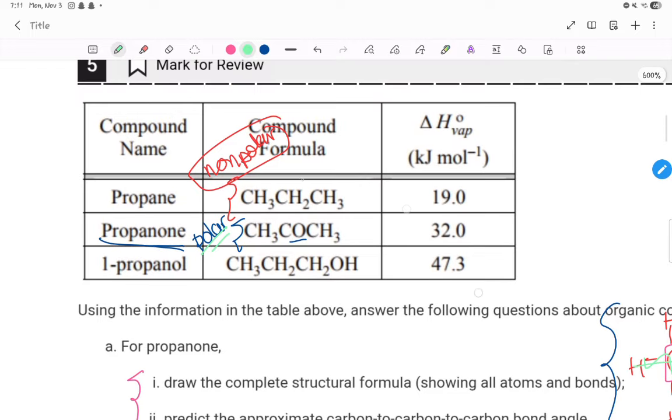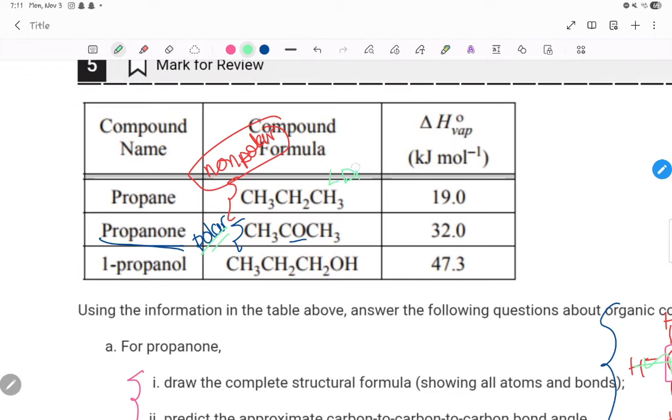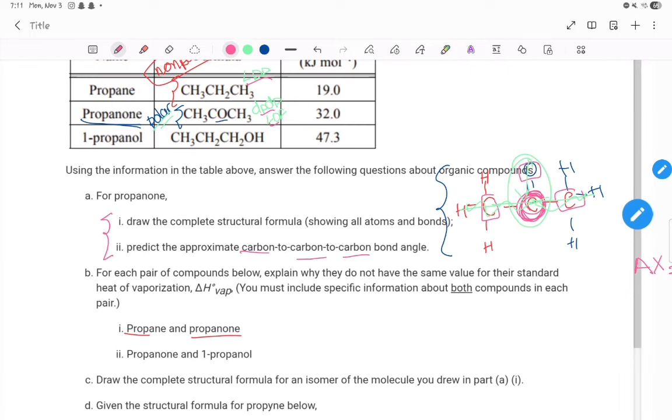So first of all, if it's non-polar, then the only force it will have is the London dispersion force. And if it's polar, it will have the dipole and the London dispersion force. And for sure, since both of them have different types of forces, this is why they don't have the same value. They did not tell us to specify if it's higher or not. They just told us why they don't have the same value. So you're just going to explain they don't have the same value because they have different forces.